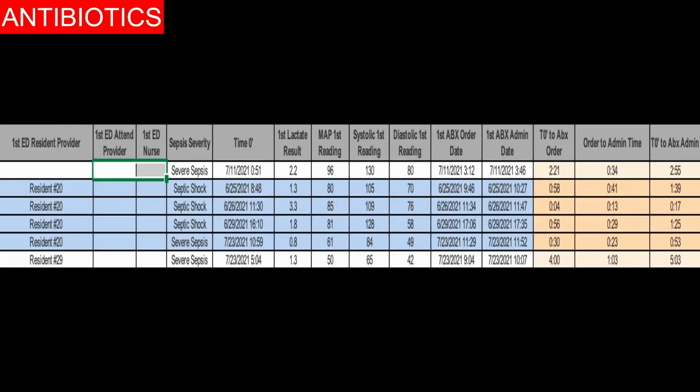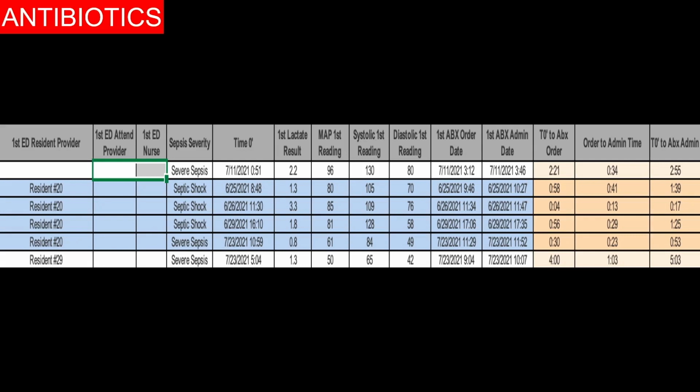Of all the metrics, we understand that likely antibiotics is the most important one. So we do some additional review of the antibiotics. Overall, the sepsis cases that we reviewed is about 25 randomly selected sepsis cases. But in regards to antibiotics, we review every case that has an ICD-10 diagnosis of severe sepsis and septic shock.